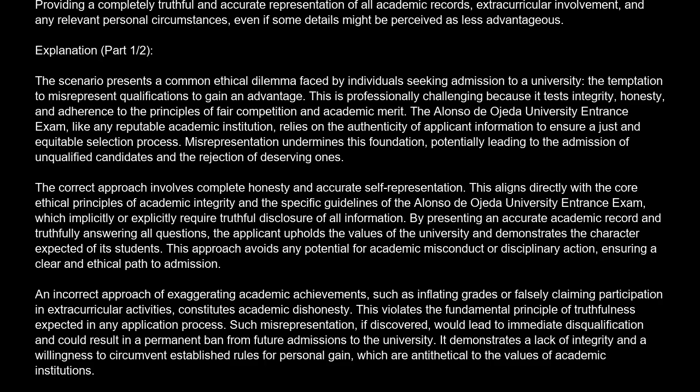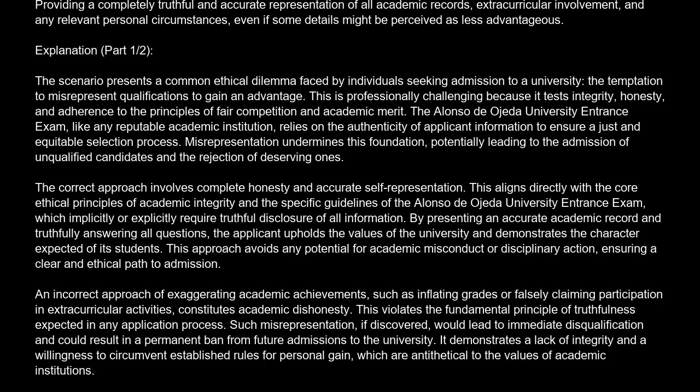Such misrepresentation, if discovered, would lead to immediate disqualification and could result in a permanent ban from future admissions to the university. It demonstrates a lack of integrity and a willingness to circumvent established rules for personal gain, which are antithetical to the values of academic institutions.